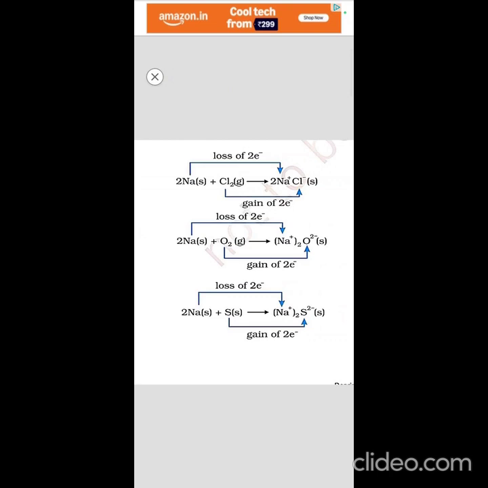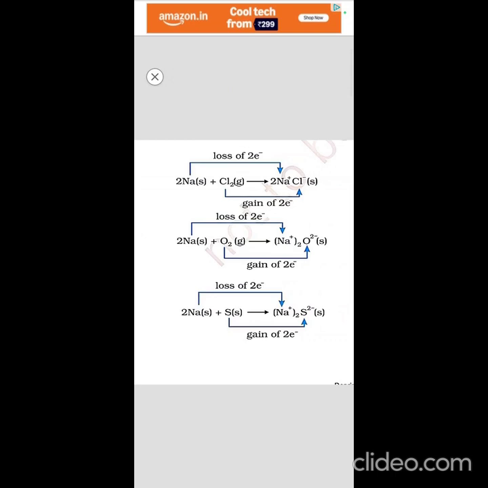So sodium loses electrons to form Na+. Loss of electrons is oxidation, so here oxidation of sodium takes place. Then chlorine gains 2 electrons to form 2Cl-. Gain of electrons is known as reduction, so here reduction of chlorine takes place.